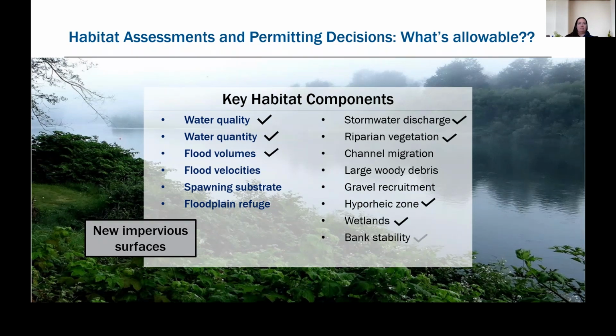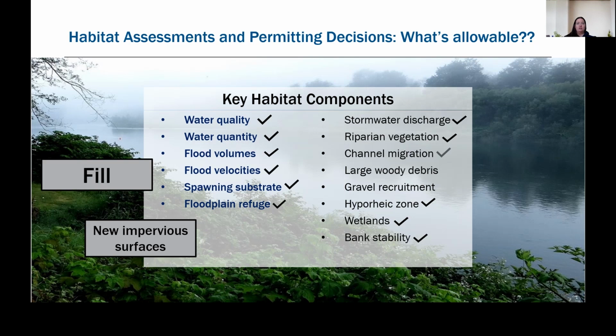More than half of them are going to be affected by impervious surface or have the potential to be affected. And so there's going to need to be analysis in that report on those. Let's add one more. Let's add good old fill. If we got fill, that covers all the rest of them. Okay, so just with impervious surfaces and fill, we've ticked every one of the key habitat components that are most important to salmon.